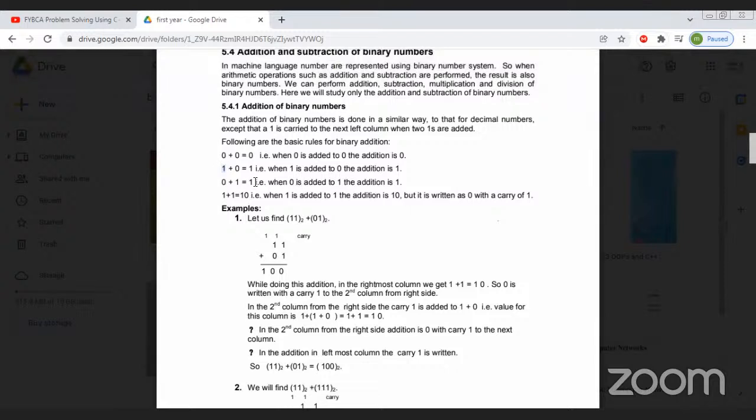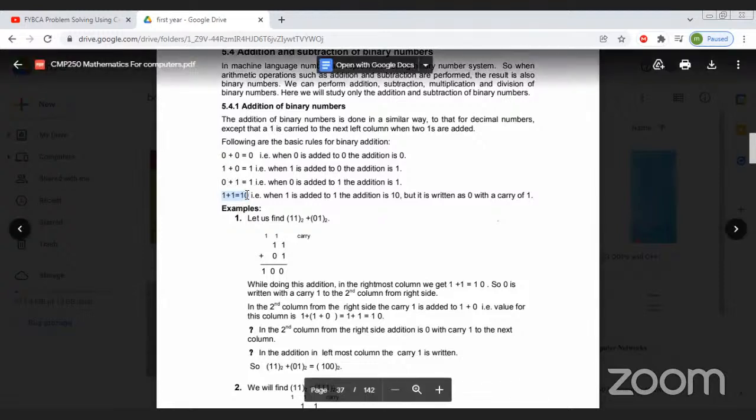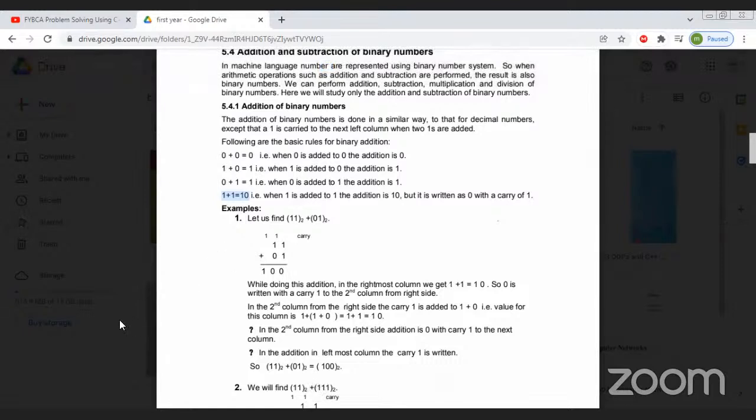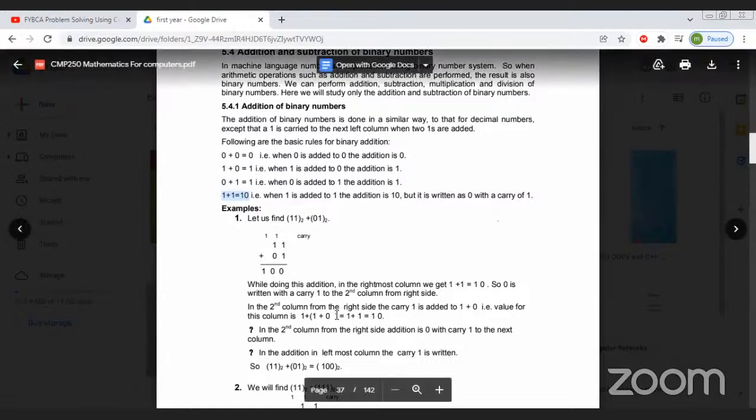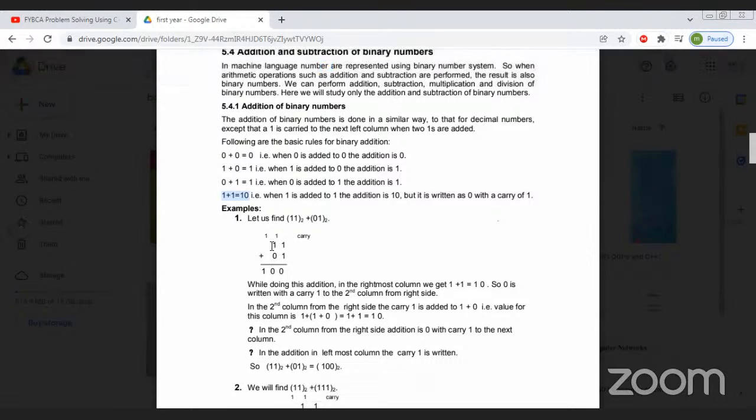But 1 plus 1, originally if it was in terms of decimal numbers, would have been 2. But we are talking about binary numbers, so it is 10. But while writing, we don't write 10 directly. We write 0, that is the right hand side part, and 1 is carried to the next number. Let's take for example this part.